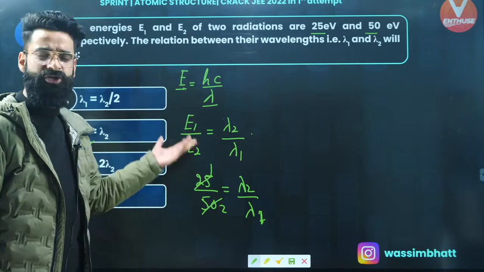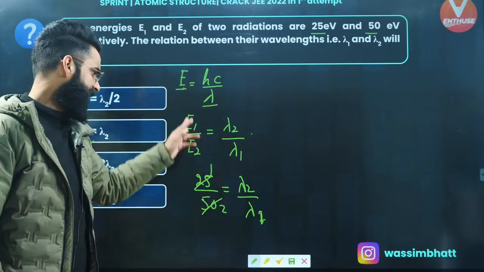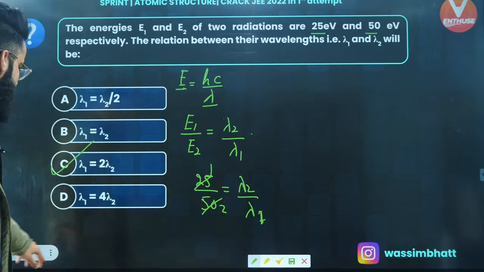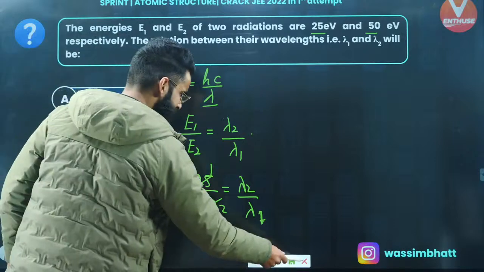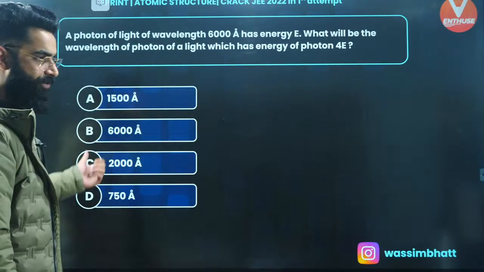So you can just take the ratio of the E1 and E2. So E1 by E2 will be equal to lambda 2 by lambda 1. E1, E2 is given, so you are simply getting the relation between lambda 1 and lambda 2, right? A very simple and basic question this is. I'm sure you can easily kill these sort of questions, right? This is something which you were supposed to do on your own. Anyways, I showed it. Have a look.